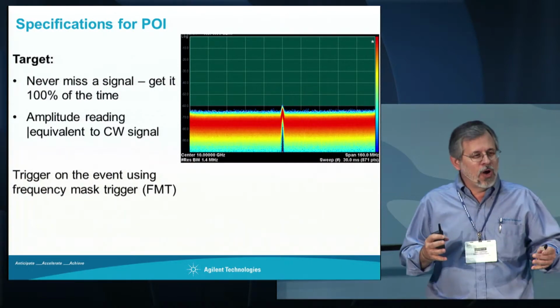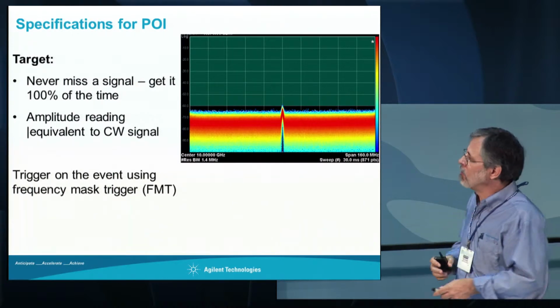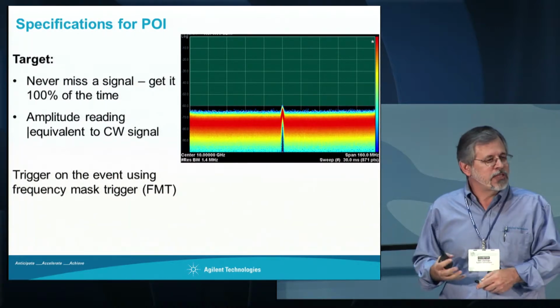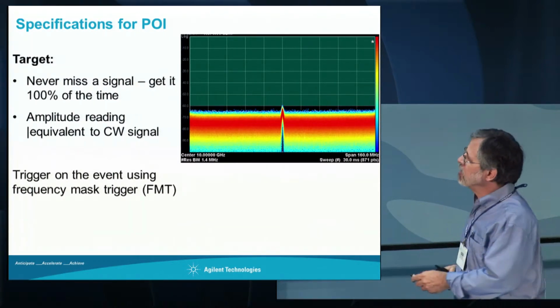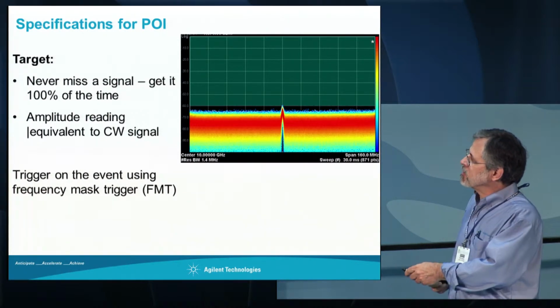With respect to POI and how it intersects with these issues of windows, sampling and overlap, we have a couple of possible goals, sometimes with a trade-off between them. One of them is, are you trying to make sure you never miss a signal, getting it 100% of the time?